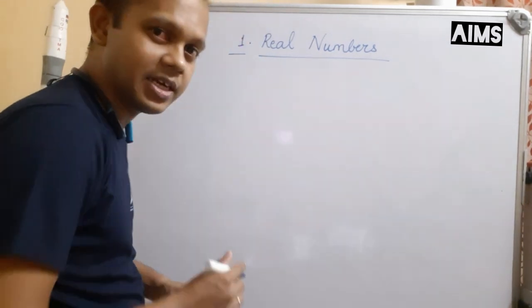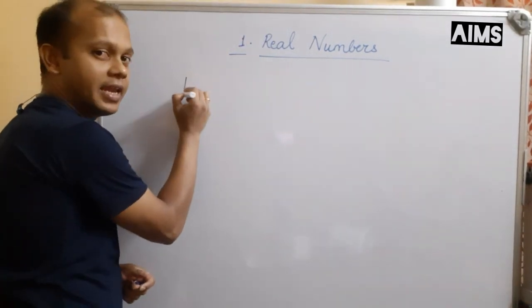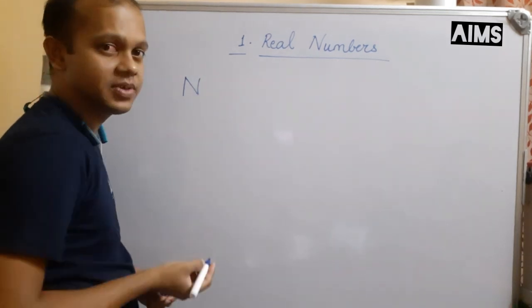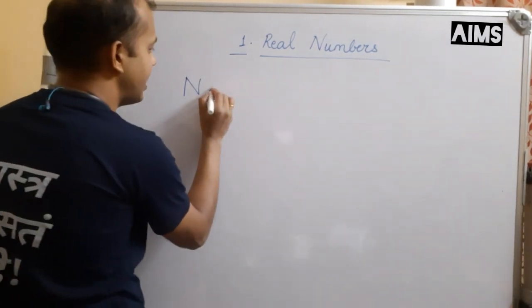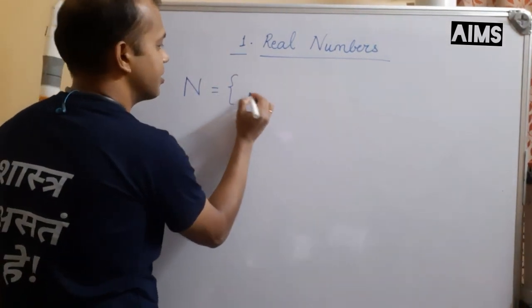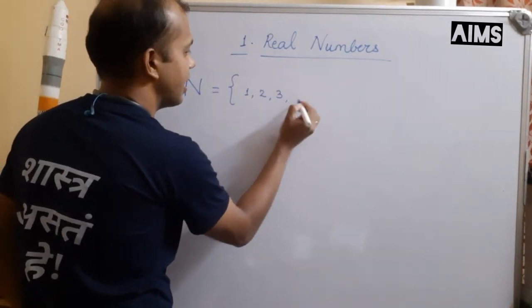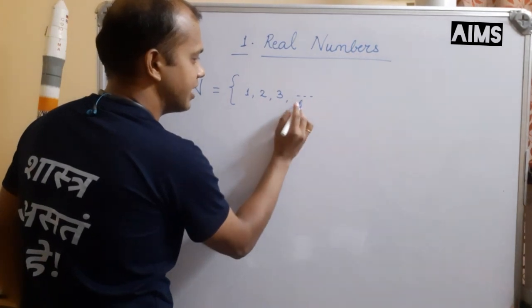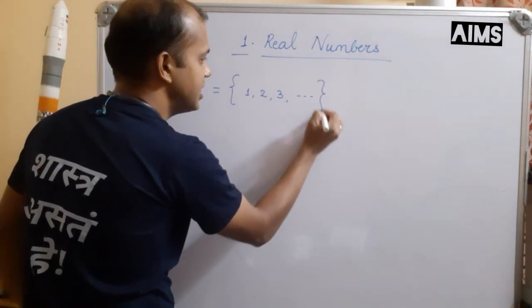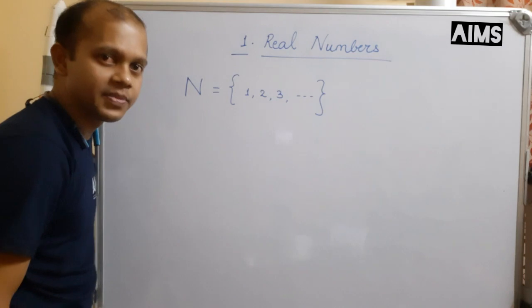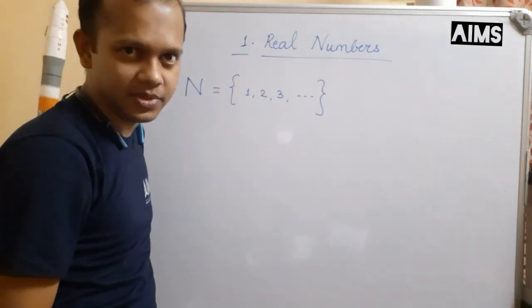So we denote that set by the symbol N. Obviously N stands for natural numbers. So this N contains the first number as 1, second as 2, third as 3 and so on. Now this we write as so on, which means that there is no end to this set. We can have an infinite number of natural numbers.